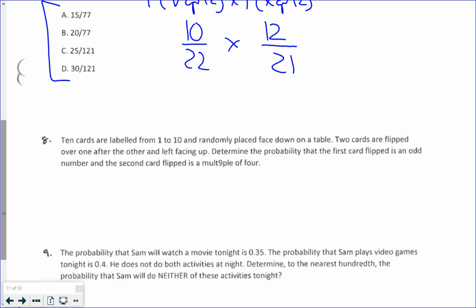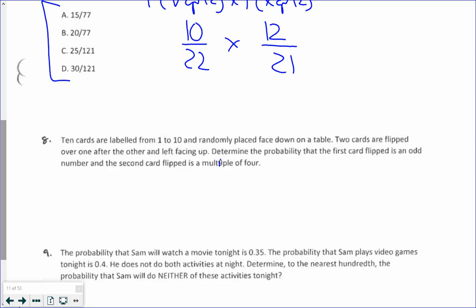Okay. 10 cards are labeled from 1 to 10 and randomly placed face down on the table. 2 cards are flipped over, one after the other, and left facing up. Determine the probability that the first card flipped is an odd number and the second card flipped is a multiple of 4. Multiple of 4.